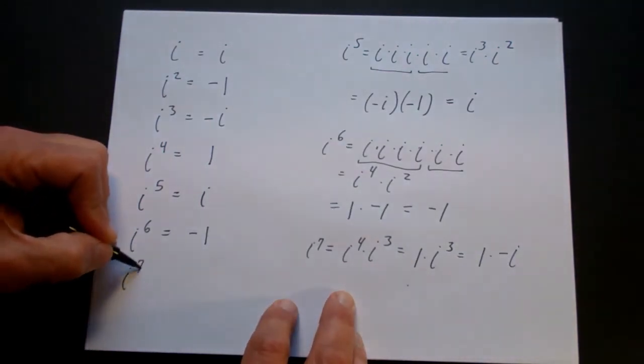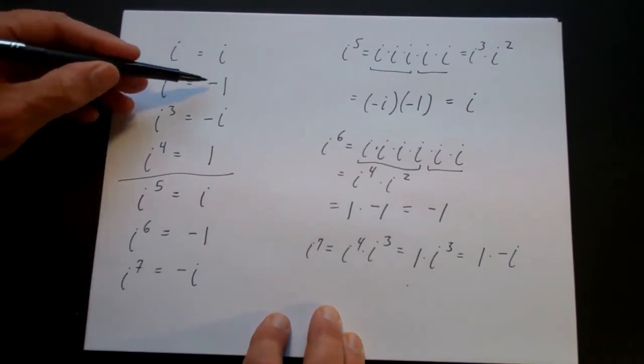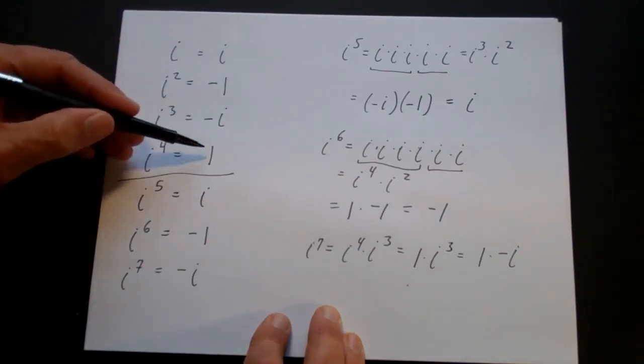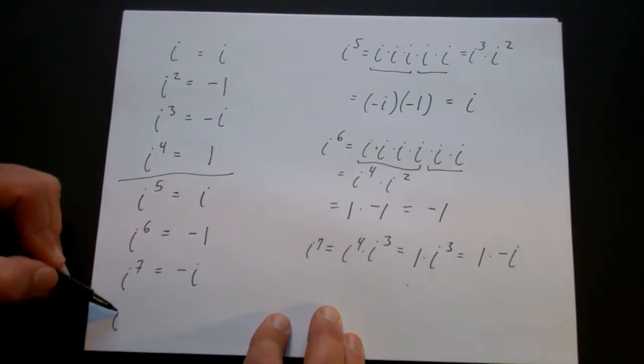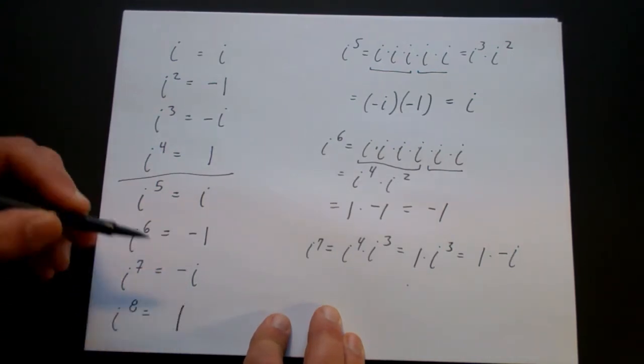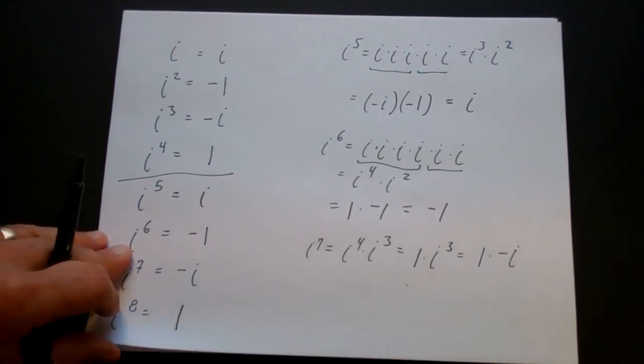In fact, some people actually memorize this pattern. If you notice, the first four are I, minus 1, minus I, 1. The next ones are I, minus 1, minus I, and I to the eighth will be 1 again. So if you memorize this pattern, then it's pretty easy to simplify.